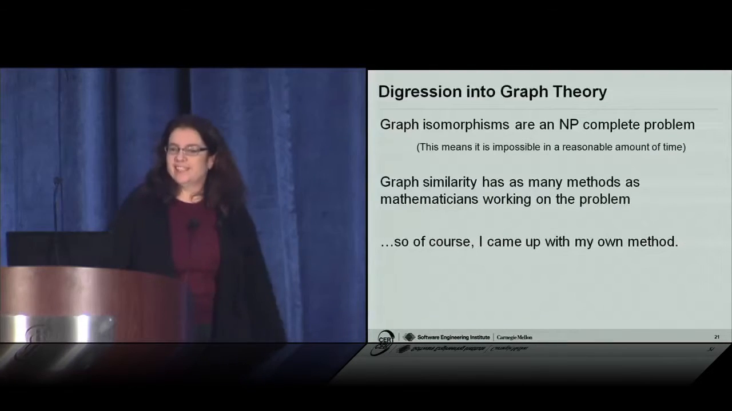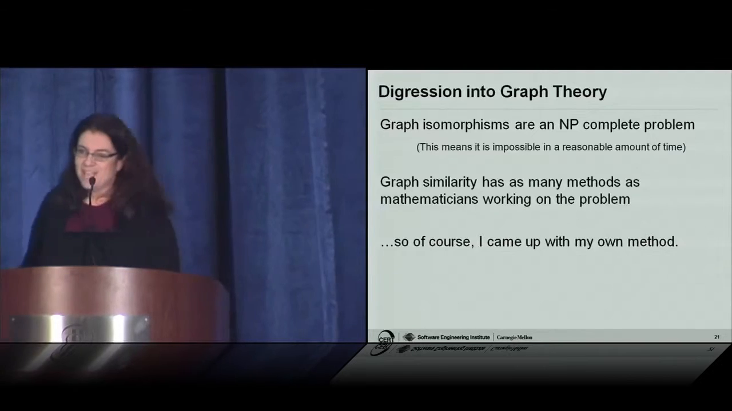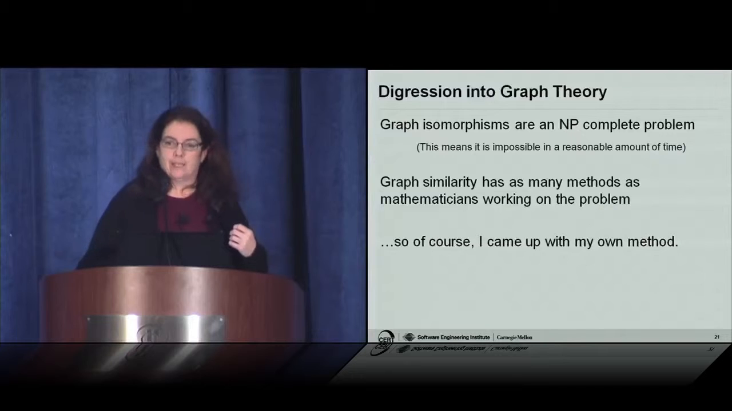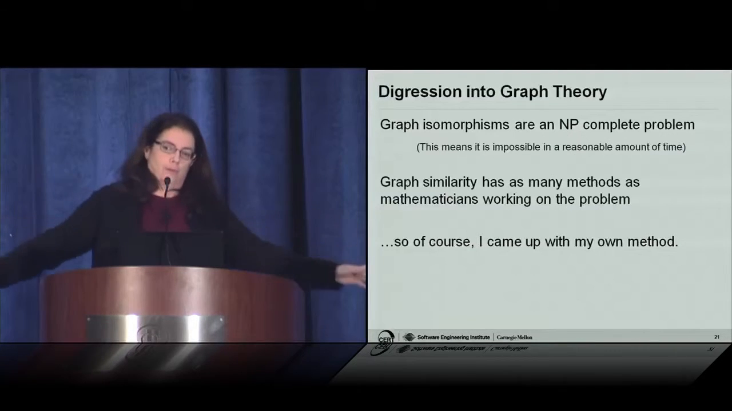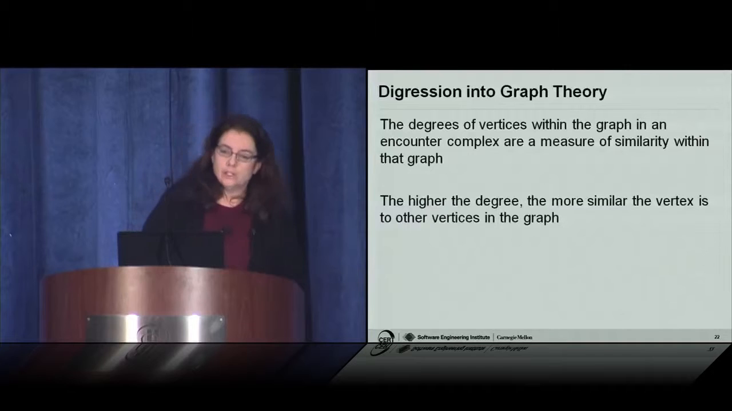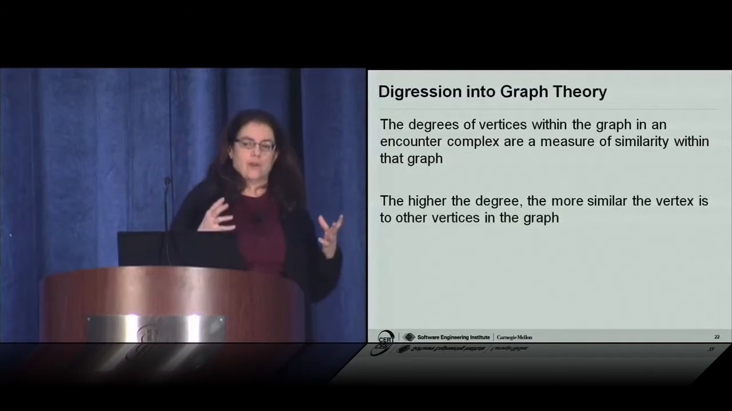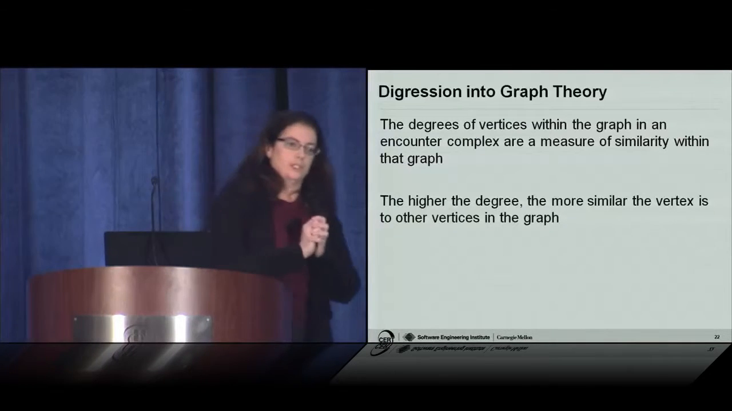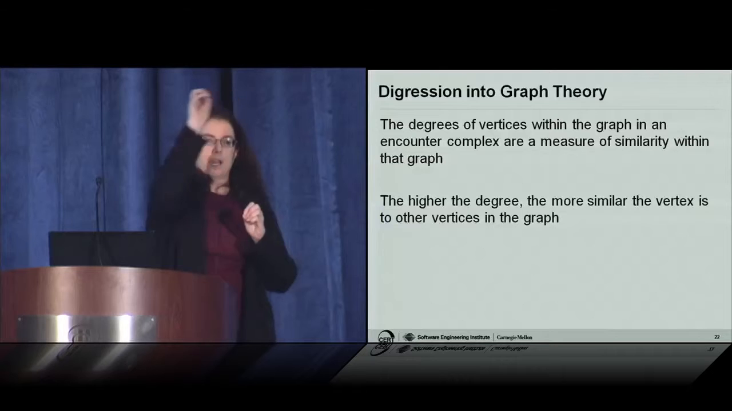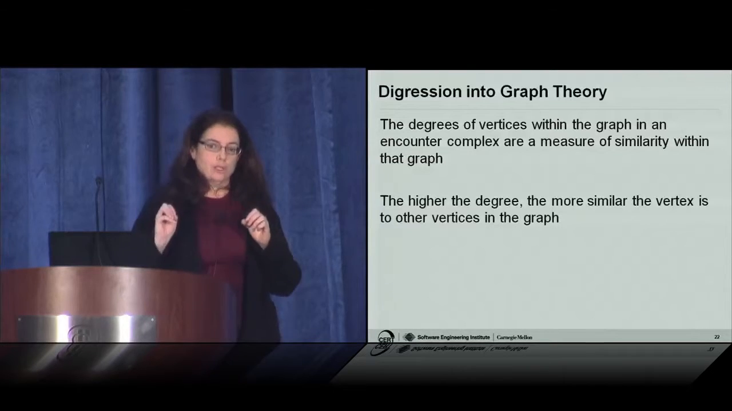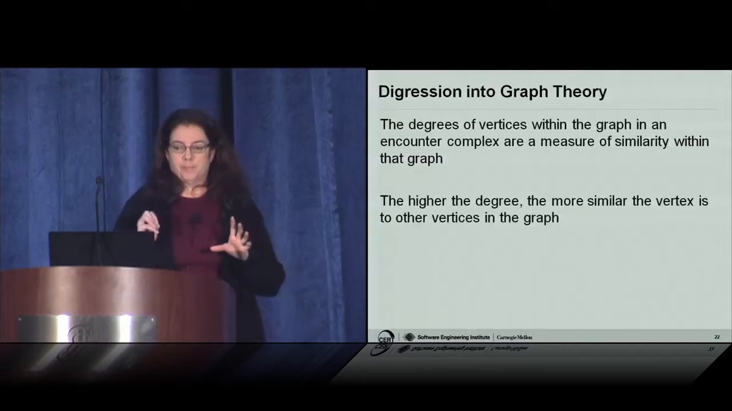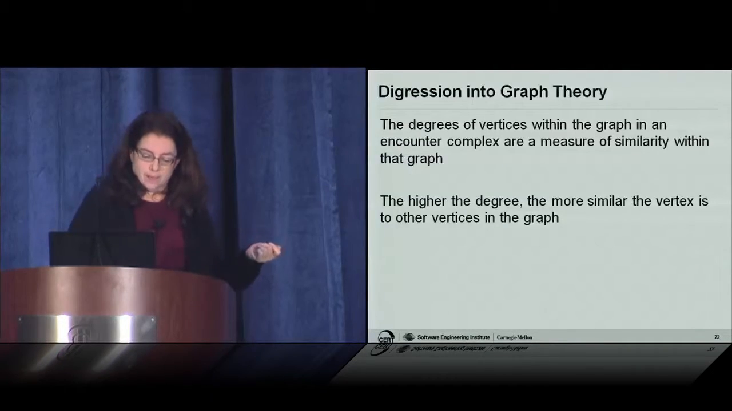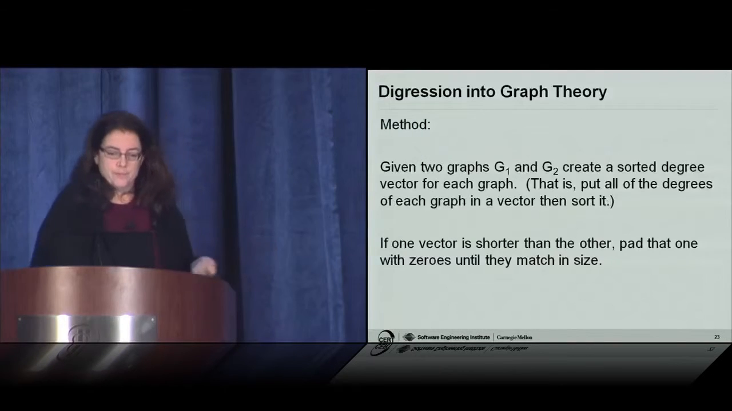So of course I created my own method. But I created my own method because it worked for the kind of graph I'm looking at. I didn't want a generic method that solved all problems of graph similarity. So I look at the degrees of the vertices within the graphs. There's sort of a measure of similarity, okay? If I have an encounter trace, which is a large degree, it is very similar to a lot of other things within that graph. If it has a small degree, it only has a small bit of similarity. So I decided I would use degree as my basis of graph similarity.